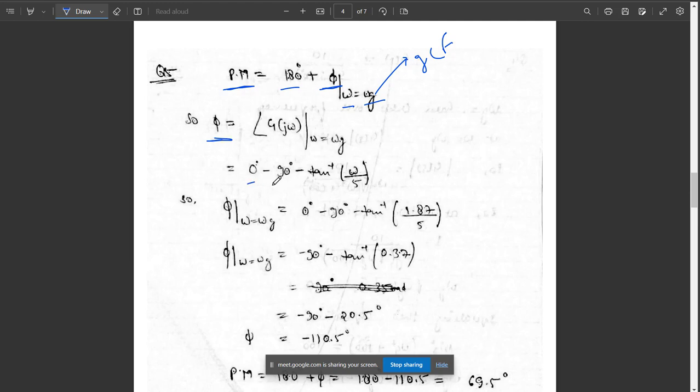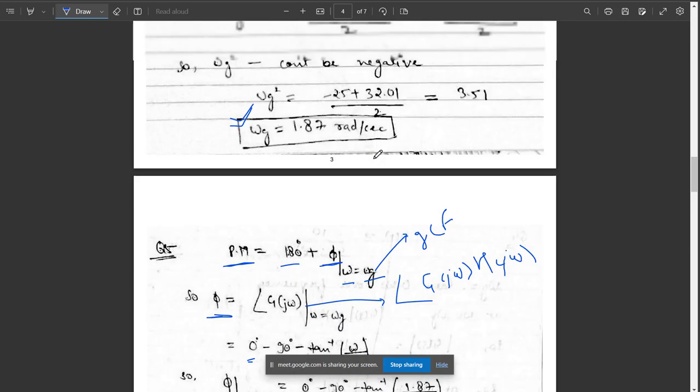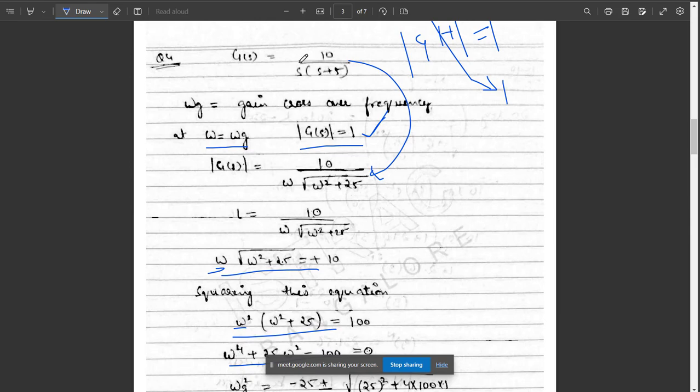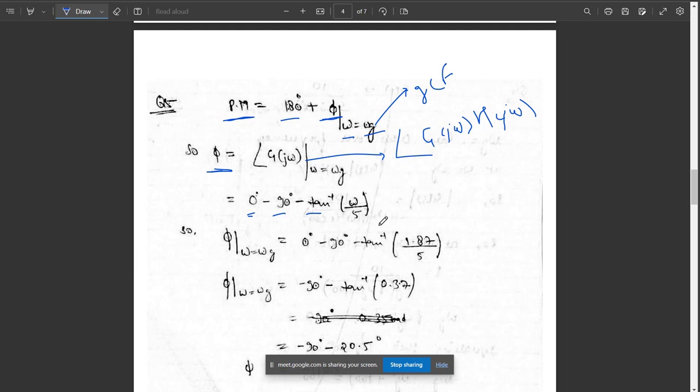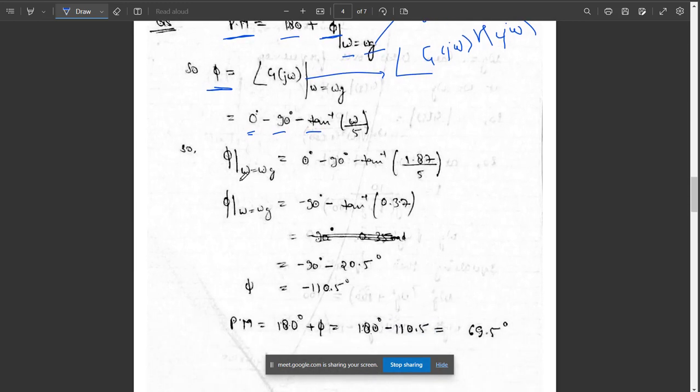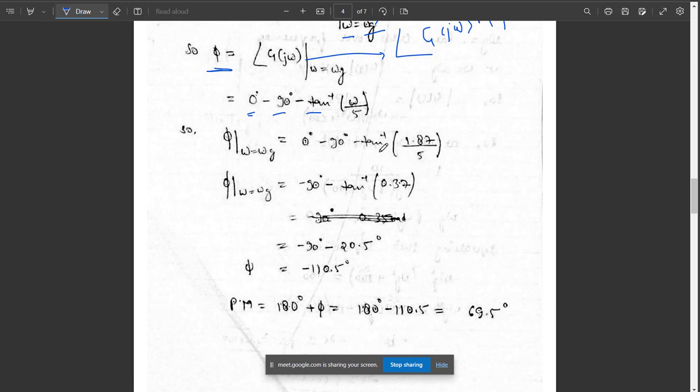The phase will be 0 degree minus 90 degree minus tan inverse omega by 5. This is the angle of G(j omega) H(j omega). Since H here is equal to 1, we have 0 degree phase, and since one pole is at 0, that is minus 90, and another is minus tan inverse omega by 5. So the phase will be minus 90 minus tan inverse omega by 5.